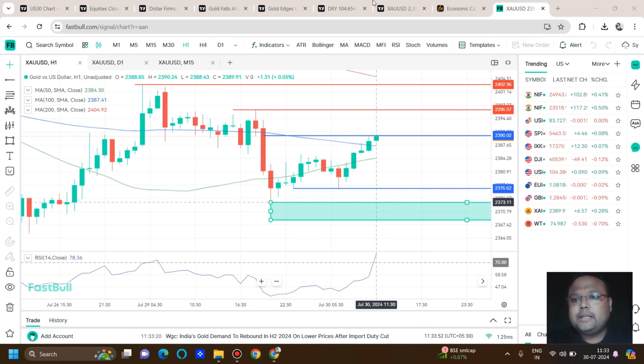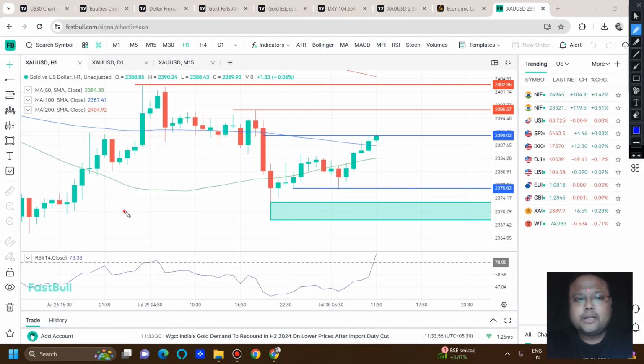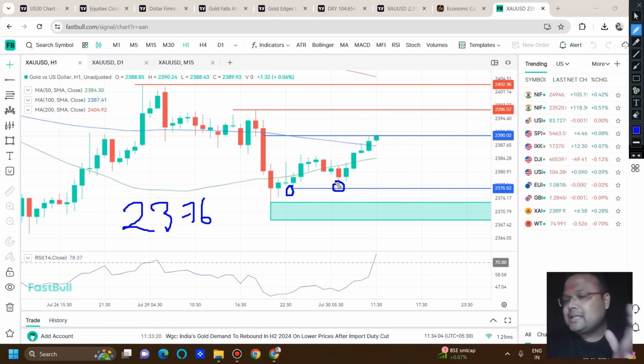You can also see that I have drawn another line at 2376. So this is also a support around 2376. Why are we considering 2376? We can see the market has taken support twice, and in this type of market situation, where the market is mostly waiting for a major event, you can expect 2376 also to work as support if the selling pressure is not very high.